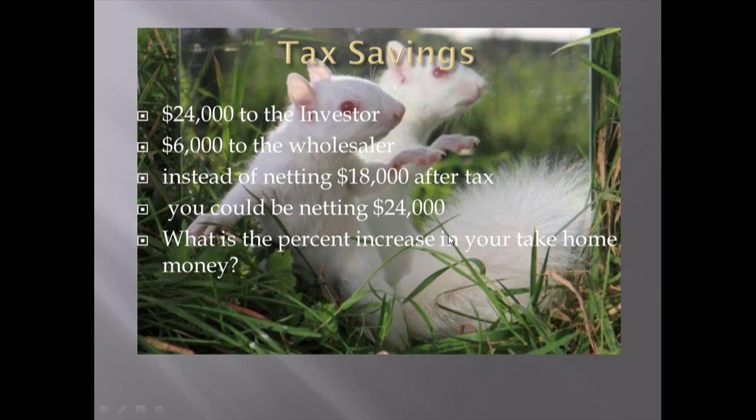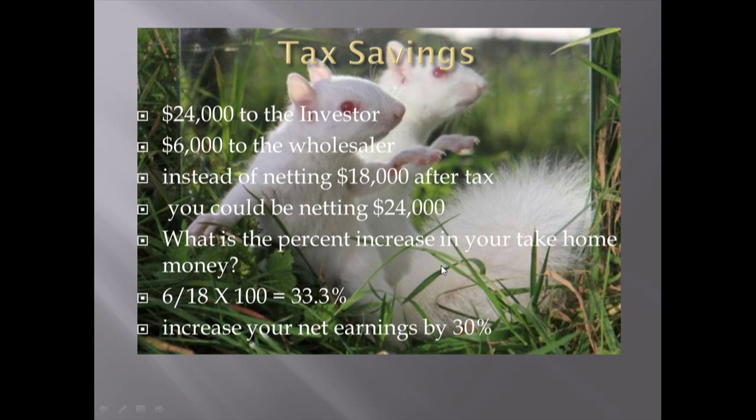By how much is your take-home money increased? What is the percentage? The same, which we'll do in a moment for the investor, but let's just look at the percentages for the wholesaler. It's a 6,000 increase or improvement in your position over the 18,000 that you are netting at the present time, and that amounts to a 33.3% improvement in your after-tax net position. How would you like to increase your net earnings on every deal by 30%?